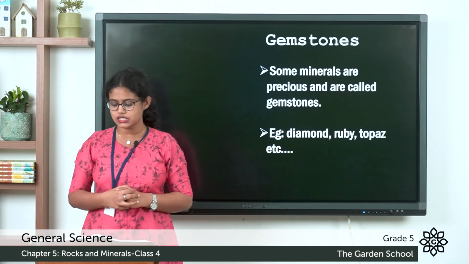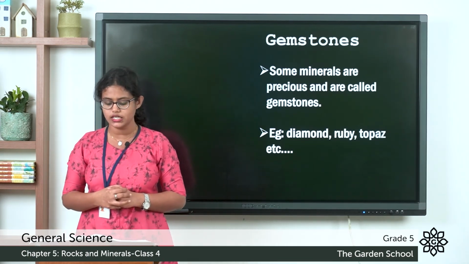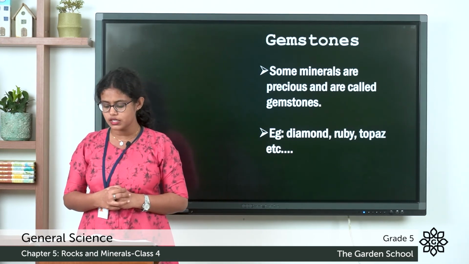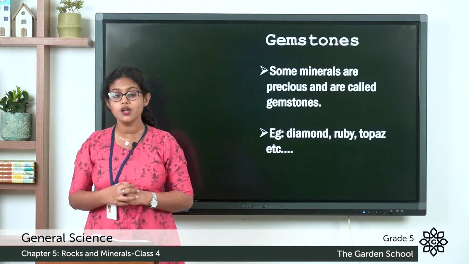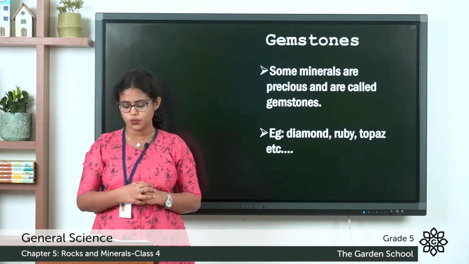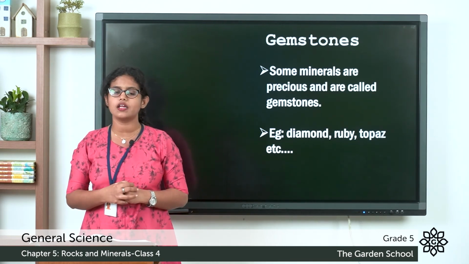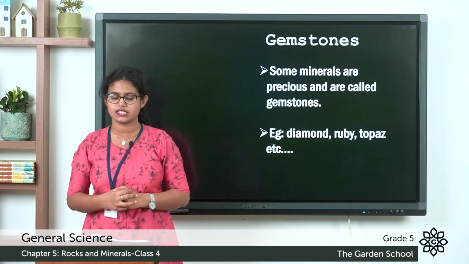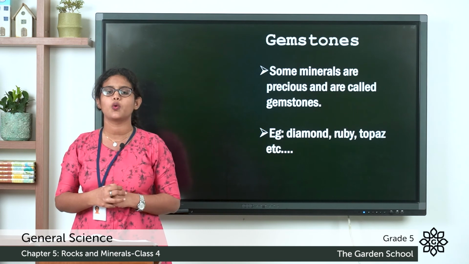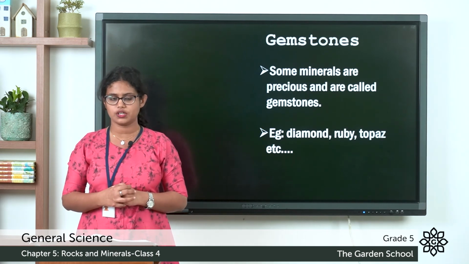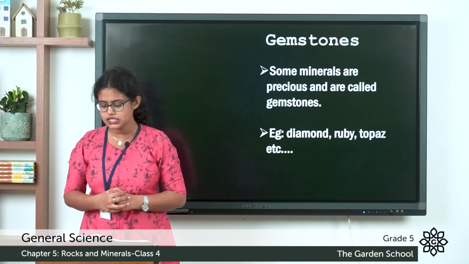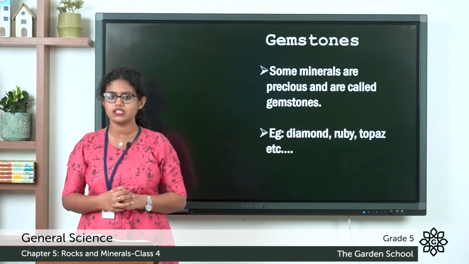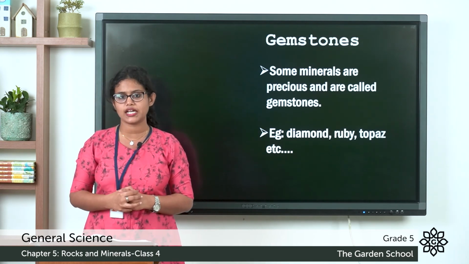On page number 65, if you take, you can see 5 questions are given. Tick the statements that are true for all minerals. So let's see the first one. Minerals are natural substances. Are they natural substances? Yes, they are natural substances which are found in nature. The second one, some minerals such as diamond are man-made. So is it right? No, they are natural.